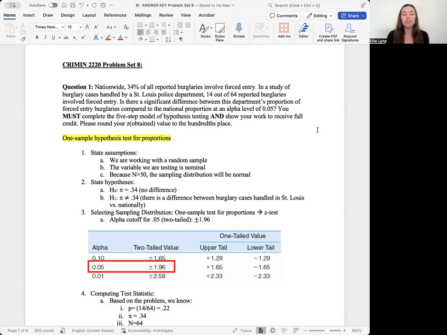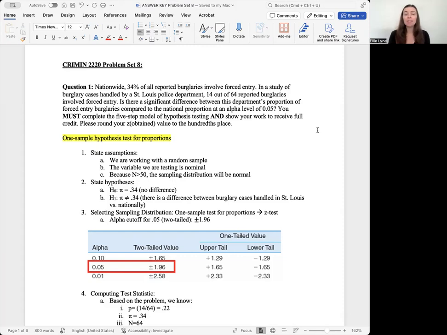Nationwide, 34% of all reported burglaries involve forced entry. In a study of burglary cases handled by a St. Louis police department, 14 out of 64 reported burglaries involved forced entry. Is there a significant difference between this department's proportion of forced entry burglaries compared to the national proportion at an alpha level of 0.05? You must complete the 5-step model of hypothesis testing and show your work to receive full credit, and please round your Z obtained value to the hundredths place.